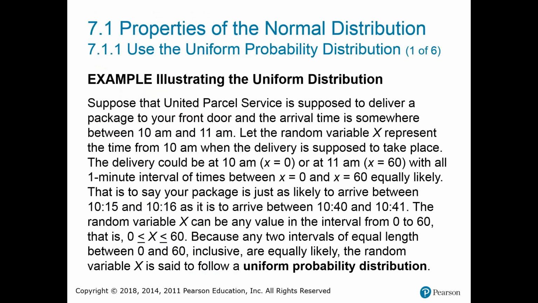That is to say, your package is just as likely to arrive between 10:15 and 10:16 as it is to arrive between 10:40 and 10:41. The random variable, capital X, can be any value in the interval from 0 to 60, so that it is greater than or equal to 0 and less than or equal to 60. Because any two intervals of equal length between 0 and 60 inclusive are equally likely, the random variable, capital X, is said to follow a uniform probability distribution.